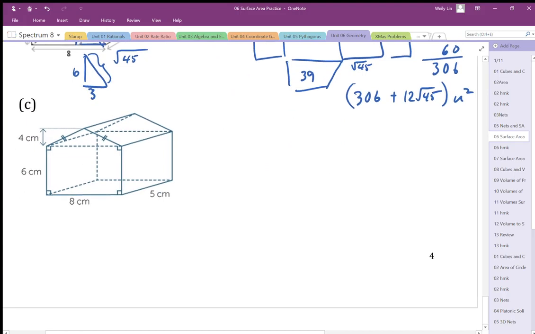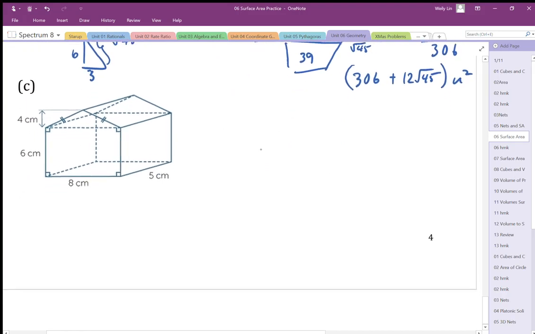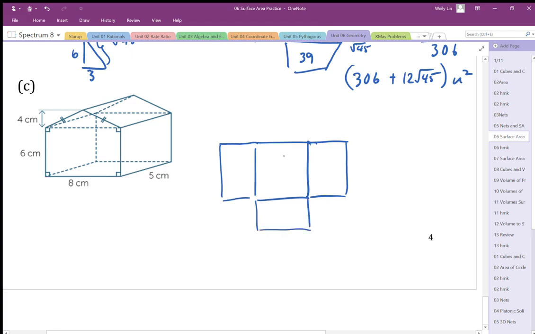The last one here is this little house shape. So we need to make sure we have, again, all the surfaces. I got around the outside, I have 1, 2, 3, 4, 5 surfaces. Front and back is 7. Okay, they're all pretty nice surfaces. They're rectangular surfaces.